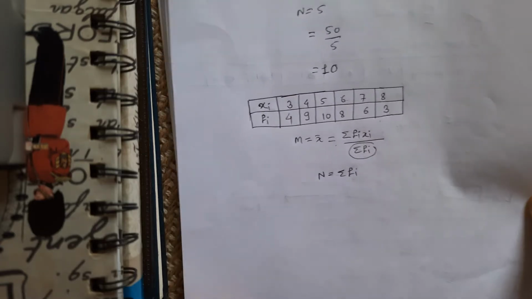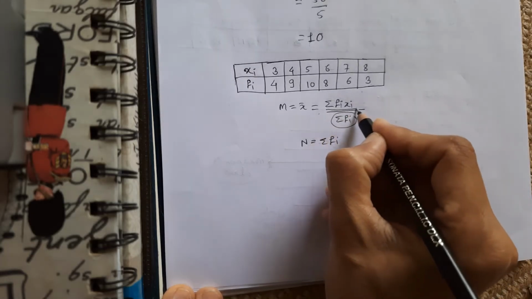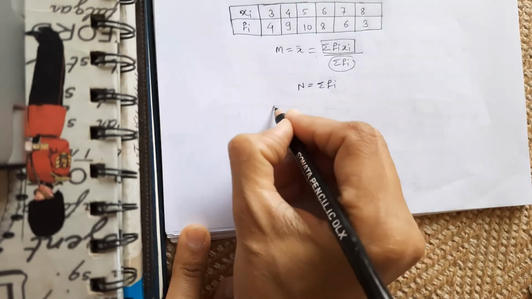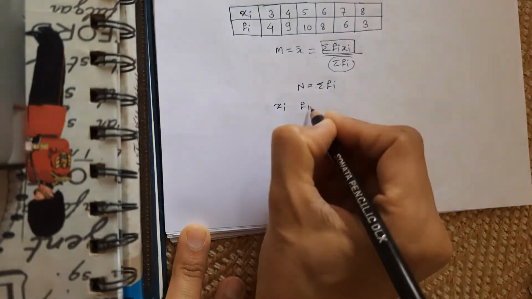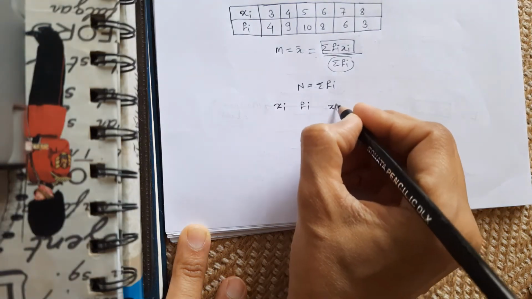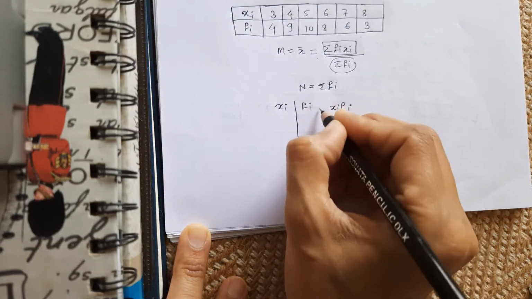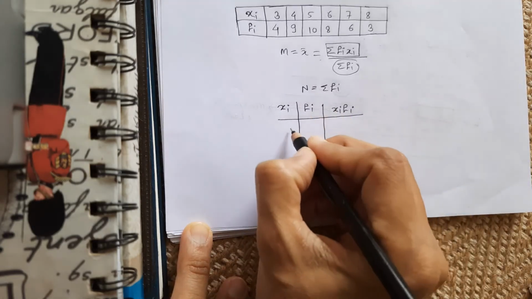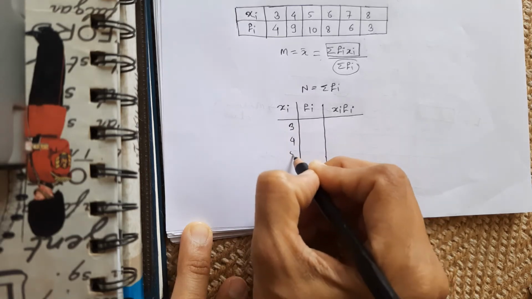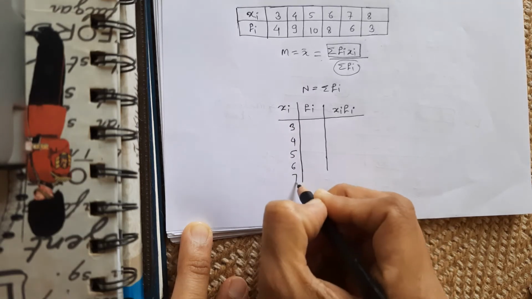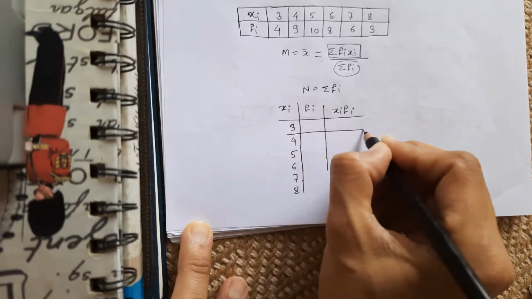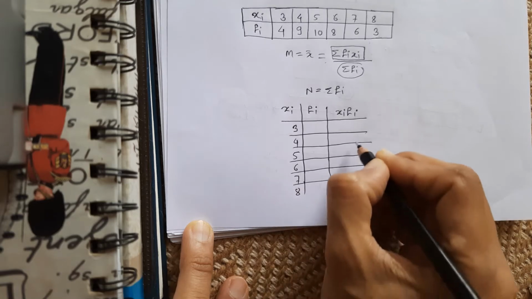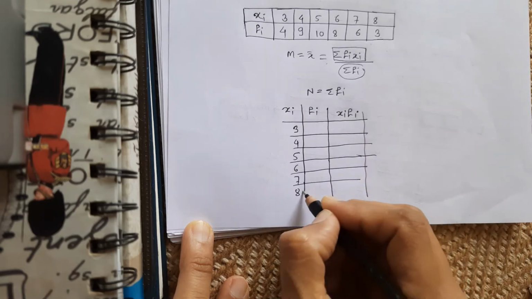Now I am going to calculate the summation of fi xi. I will make a table here in a proper way. I am writing xi here, fi here, and xi into fi. The data points given are 3, 4, 5, 6, 7, 8. Just make a table like that, and here we are going to write the sum.